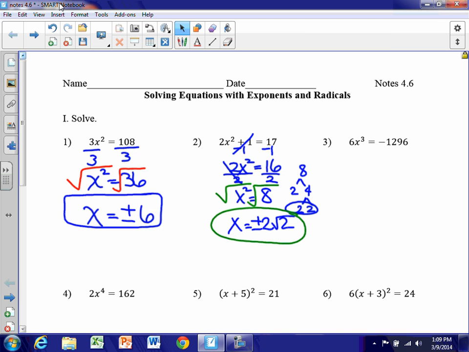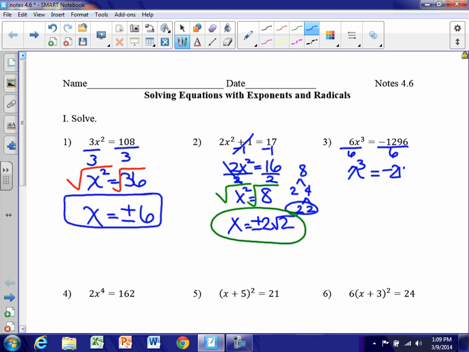Okay, number 3 has a cube in it. Well, we still have to isolate the x term, so we're going to start by dividing by 6. And that leaves us with x cubed equals negative 216 in this case. And then to get rid of a cube, instead, like remember we got rid of the square with the square root, we're going to get rid of a cube with a cube root. Okay?